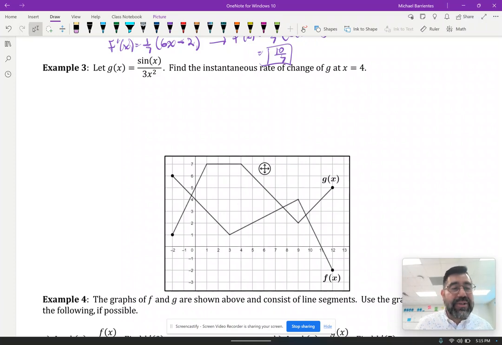In the last video, I told you we were going to do example 3. I'm going to leave example 3 as something that you can try to do and set up. They are looking for the instantaneous rate of change. That's another name for the derivative. So we're looking for g prime, and we're looking for g prime at x equals 4. So we're actually looking for g prime of 4. Other than that, you're just practicing doing the quotient rule.